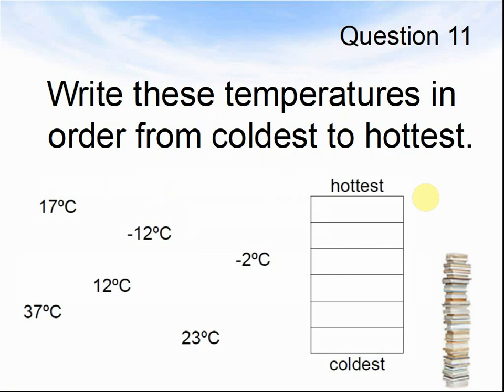Write these temperatures in order from the coldest to the hottest. 17 degrees centigrade, minus 12 degrees centigrade, minus 2 degrees centigrade, 37 degrees centigrade, 12 degrees centigrade, and 23 degrees centigrade. Pause the video until you are ready for the next question. Here comes question 12.